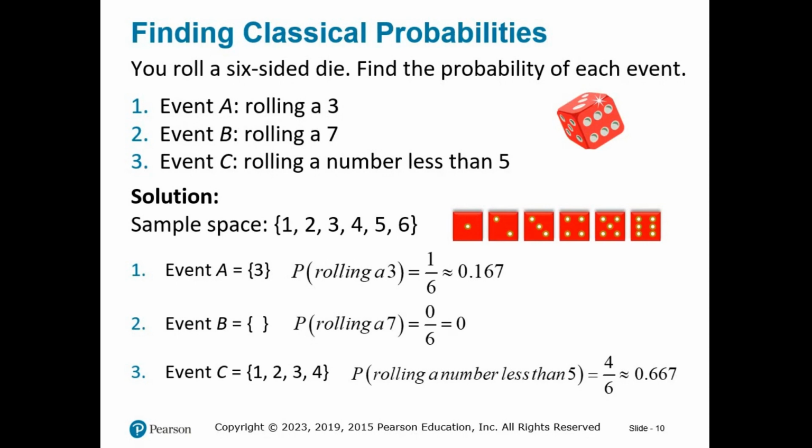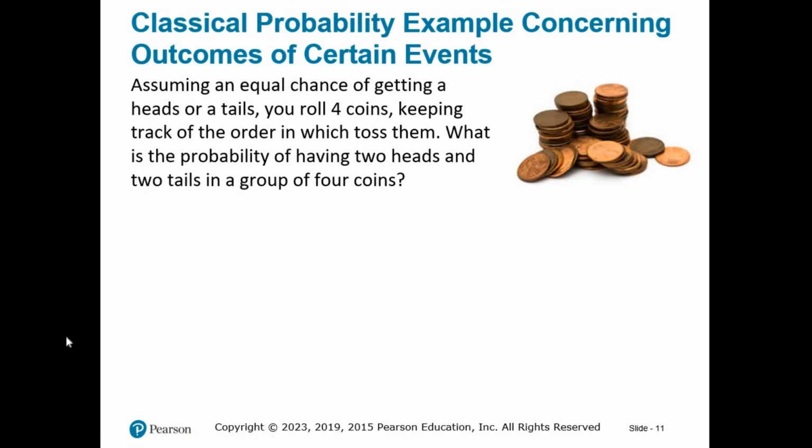Okay, let's try a problem that's a little bit more complicated. Assuming an equal chance of getting a heads or a tails in a toss, you toss 4 coins, keeping track of the order in which you toss them. What is the probability of having 2 heads and 2 tails in a group of 4 coins? Pause the video and see if you can come up with a sample space pertaining to this probability experiment. Once you have the sample space, count up the number of ways you can have 2 heads and 2 tails in a group of 4 coins.